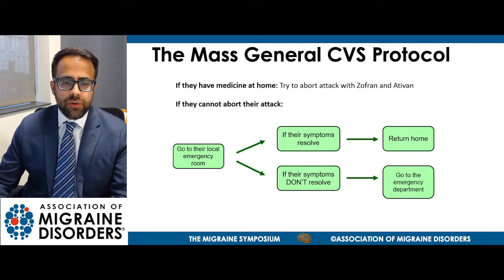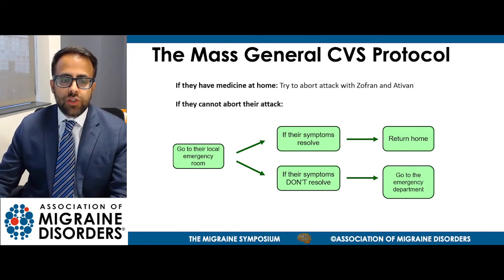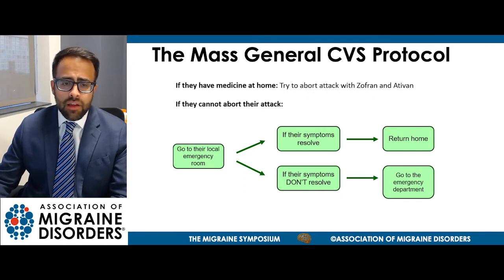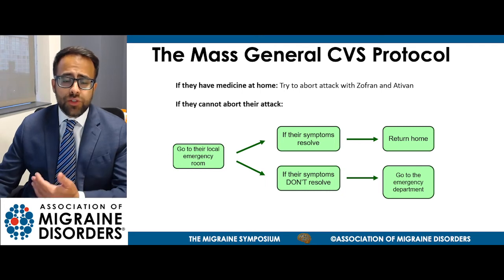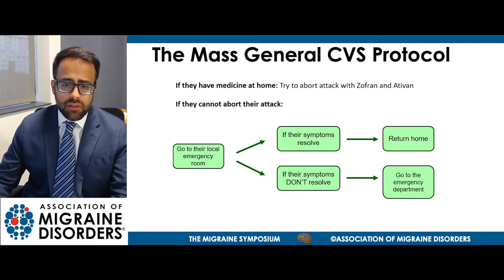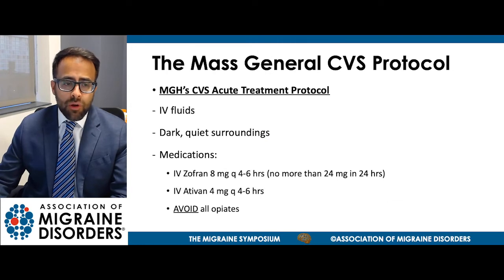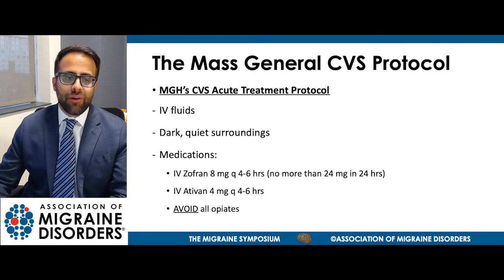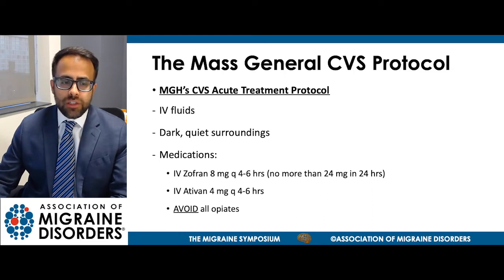In terms of the Mass General GI CVS protocol, we typically try as long as we can to manage symptoms abortively at home using Zofran and Ativan, but we encourage patients that are not able to improve symptoms after 2 or 3 doses of these medications to come to the ER, because the longer they wait, the longer they're going to need treatment. Our treatment protocol, which I have listed here, is basically identical to what you would use to treat a migraine: IV fluids, dark, quiet surroundings.